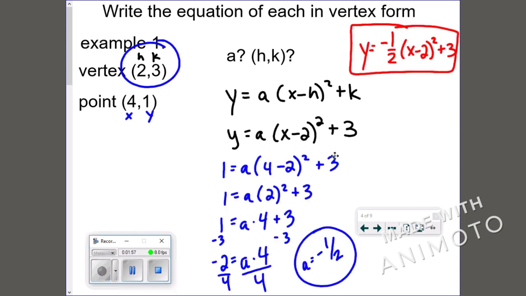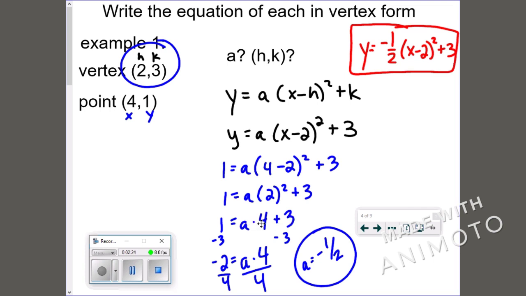Okay, so let's direct our attention to the blue ink here. So y is 1. We still don't know a, but we know x is 4. And we know that that makes the equation true. So let's simplify this right-hand side. 4 minus 2 is 2. Then we have to do exponents, so 2 squared is 4. The biggest mistake people make here is right here. They then try to add 4 and 3. You cannot do that. This is a times 4, or 4a.